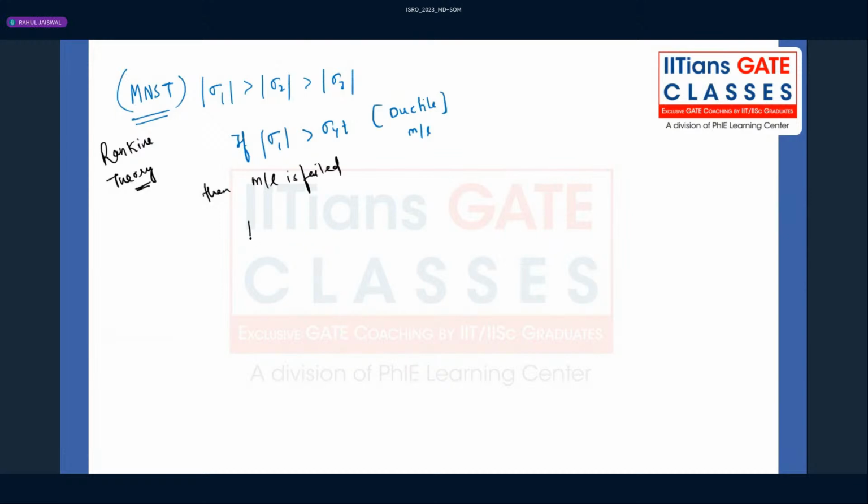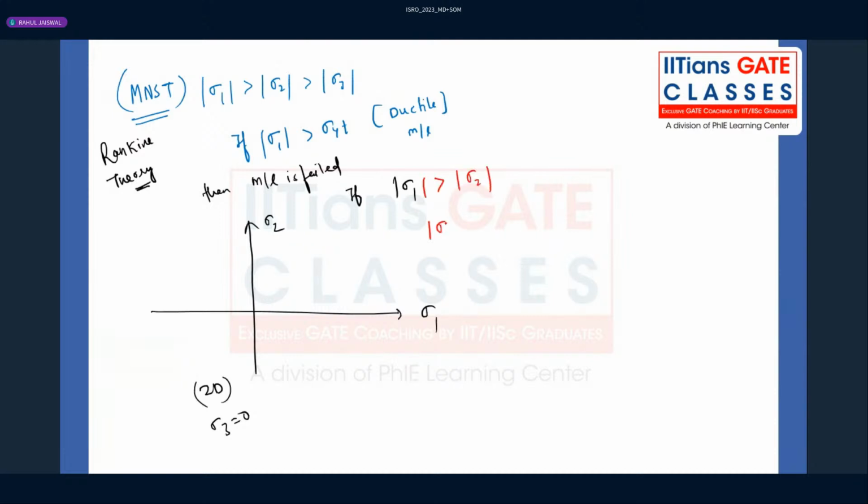How to plot that? Sigma 1 and sigma 2. See very carefully. If mod sigma 1, and remember that whatever the plot we are doing is for 2D, that means sigma 3 will automatically be 0 here, right? So if mod sigma 1 is greater than mod sigma 2, then mod sigma 1 will decide the failure criteria, that is equal to sigma yt.